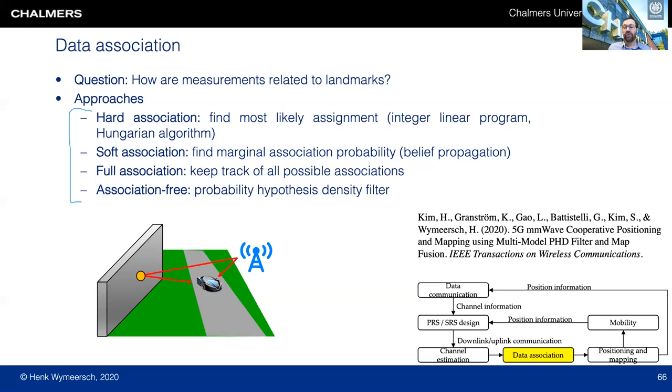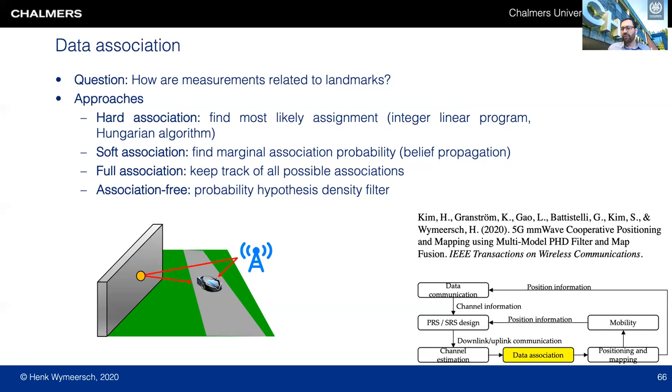You can also do soft association, where you say, okay, if there was another object, let me try to draw this properly. So there was another object here. Then you can say, with some probability, 0.9, this measurement came from this object, and with some probability, 0.1, the measurement came from the lamppost. And we keep track of these probabilities. You can also keep track of all association probabilities over time and have tracks.